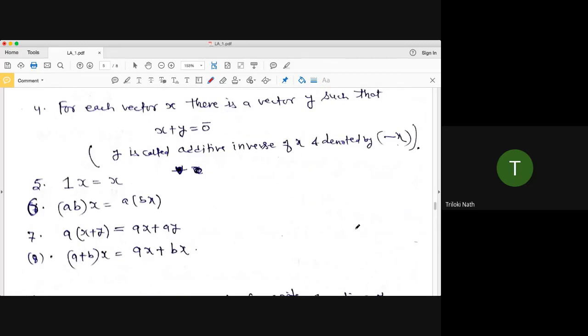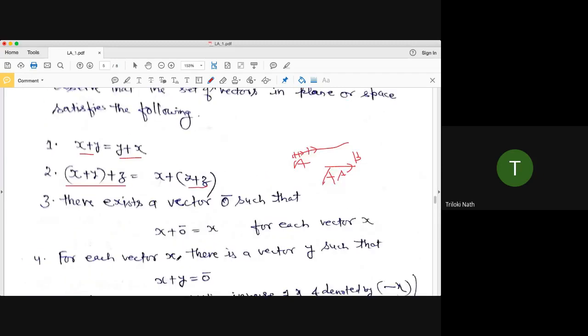Another one is, multiplying any vector by the scalar 1, that is unity, always gives x. And if you take two scalars a and b, then multiplying a, b together and then multiplying to the vector x is the same as first multiplying the vector x by b, then by a. So that is called the associative type rule for scalar multiplication. And these are called the distributive rule, that is a(x plus y) is ax plus ay, and (a plus b)x is ax plus bx. So geometrically, you can verify all these properties.